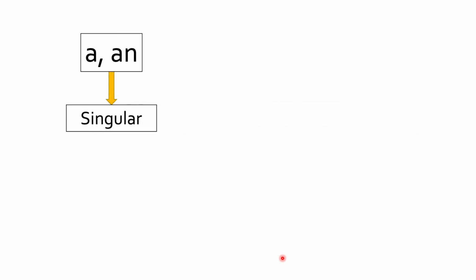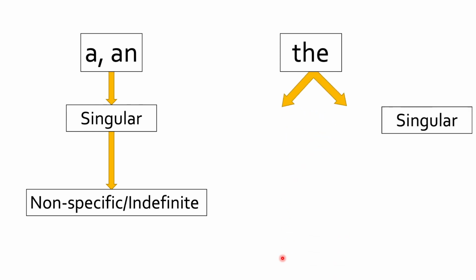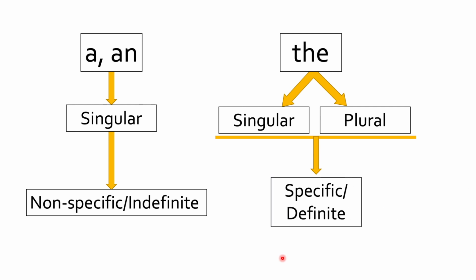Articles a and an first, which are used for singular nouns. So they are non-specific and indefinite. When we say indefinite, that means there are no exact limits. Okay? In contrast with the, which is used for either singular or plural, and of course, for specific or definite nouns. So definite means identified or exactly that is. Okay? That is it. So it's like that.